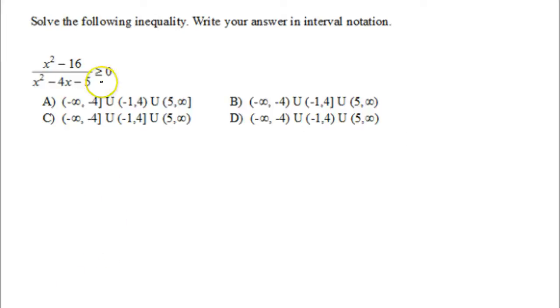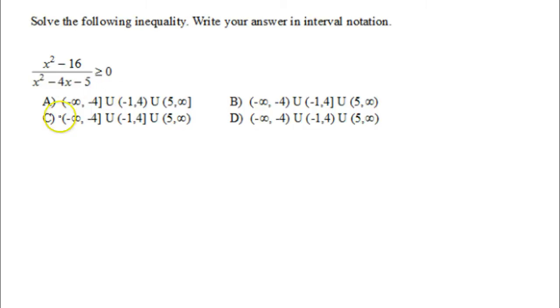Let's solve this rational inequality. Now, as soon as I see this greater than sign, I know that this is going to be one of those problems where I am plotting some critical values on a number line and I'm doing test values to see where the solutions are.